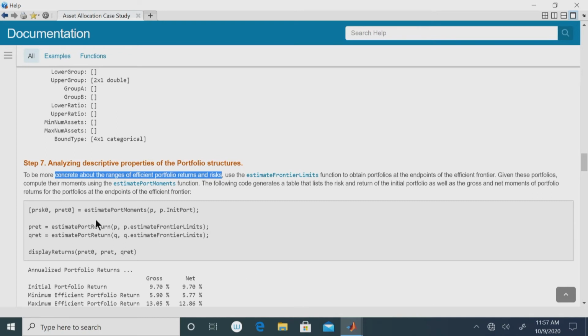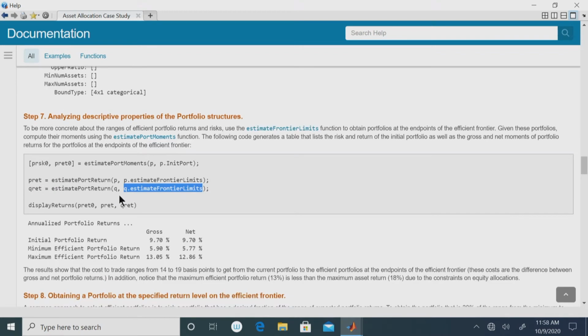So, accordingly we estimate the portfolio moments, and we get P ret and Q ret for P return and Q return. What it does is that it estimates the portfolio return for P and Q for the extreme or the endpoints of the efficient frontier graph in case of P and Q respectively. So, in this case it is basically going to give you, when I display this, the spread, P ret and Q ret.